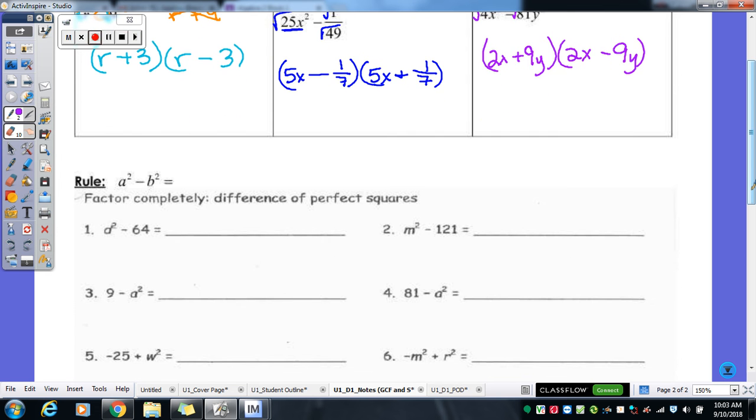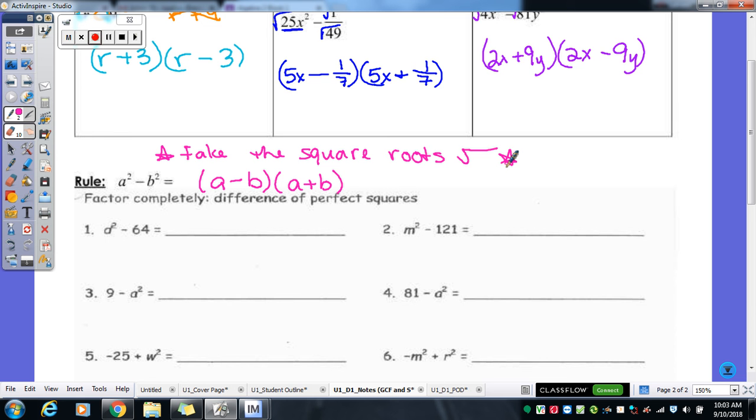So our rule here, because some people do well if you know the rules: a squared minus b squared, when you factor, is the square root of a squared. So a is your first spot. Square root of b, square root of b, that goes in your second spot. One's minus, one's plus. As you're going back to study this, let's put this little note here. Take these square roots. So that is what we're doing each and every time, taking the square roots.